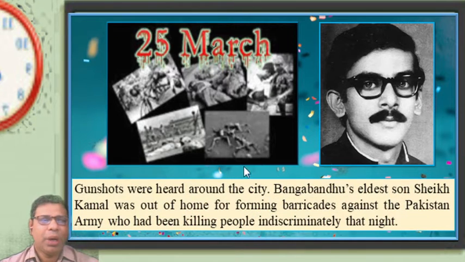And next one, gunshots were heard around the city. Bangabandhu's eldest son, Sheikh Kamal, went out of home for making barricades against the Pakistan army who had been killing people indiscriminately that night.